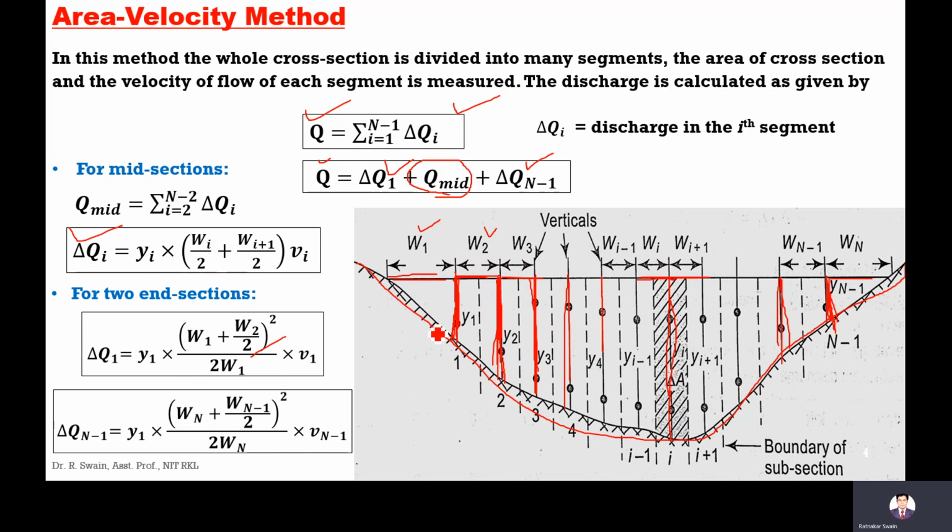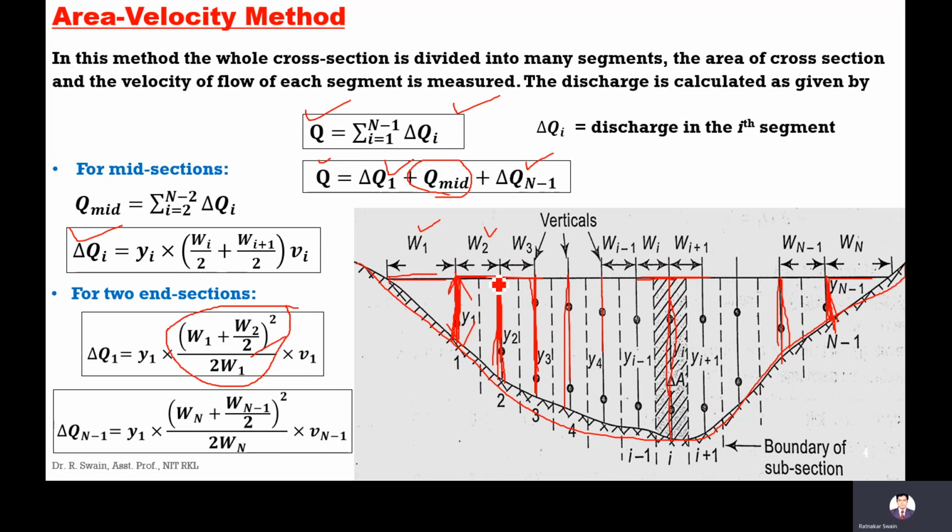Okay, Y1 means this is the depth, and this depth is multiplied by the velocity and the average width. The average width is ((W1 + W2)/2)² divided by 2W1. W1 means the distance from the starting point to section 1, and W2 is the distance from the first segment to the second segment.